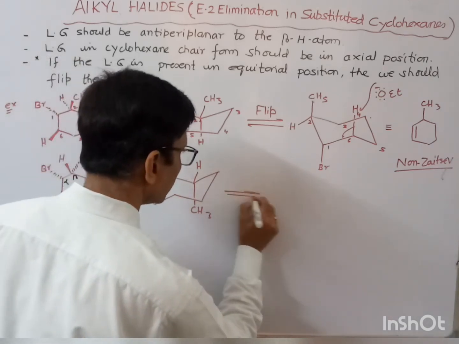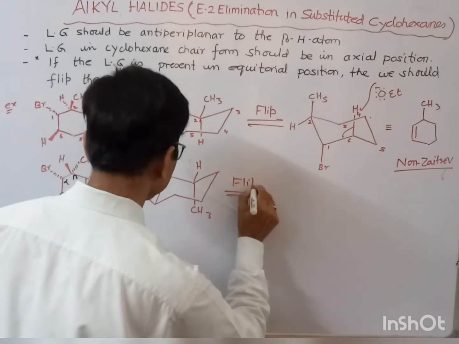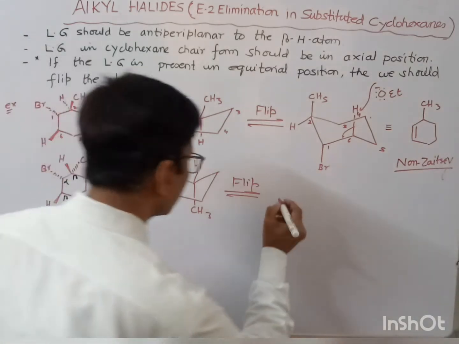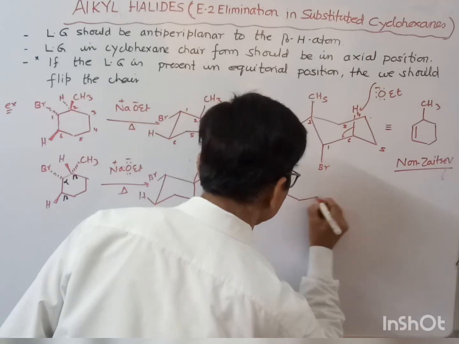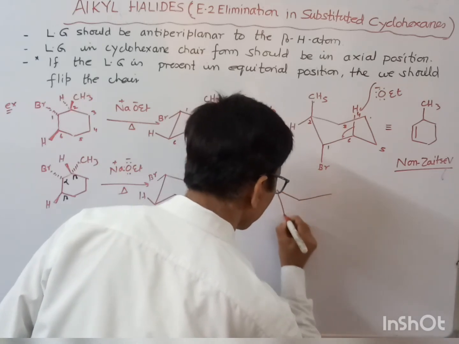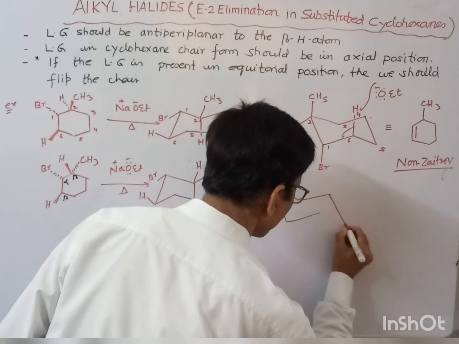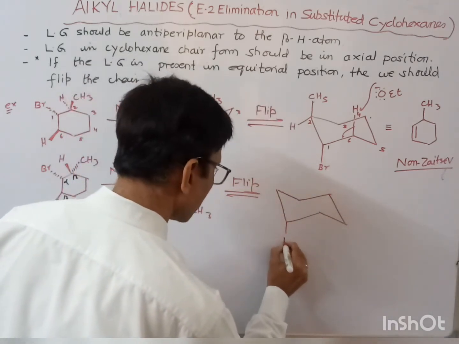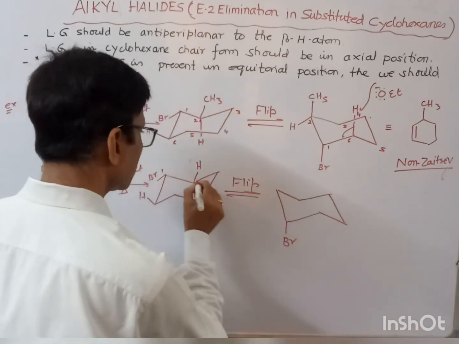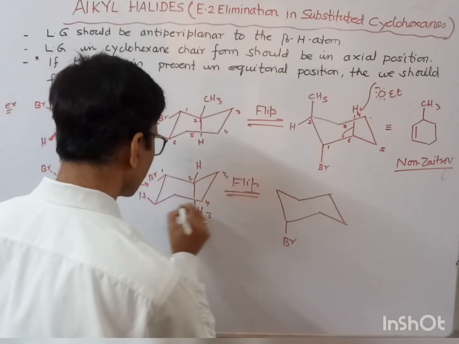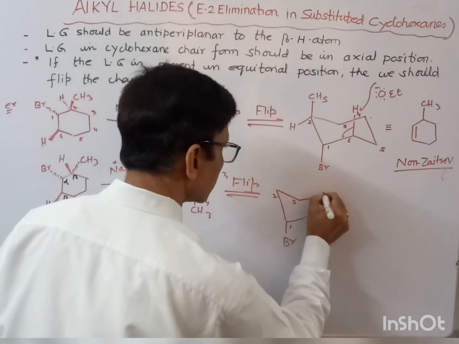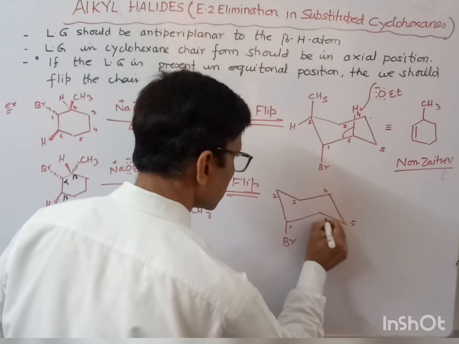But we should flip it, because bromine is below, that's why we should flip it. And after flipping it, we may write the product like this. Now this bromine will come down to this position. So this is first, and this is second, third, fourth, and this is sixth. And this is first, second, and this is our third. This would be fourth, and this is fifth, and this is sixth.